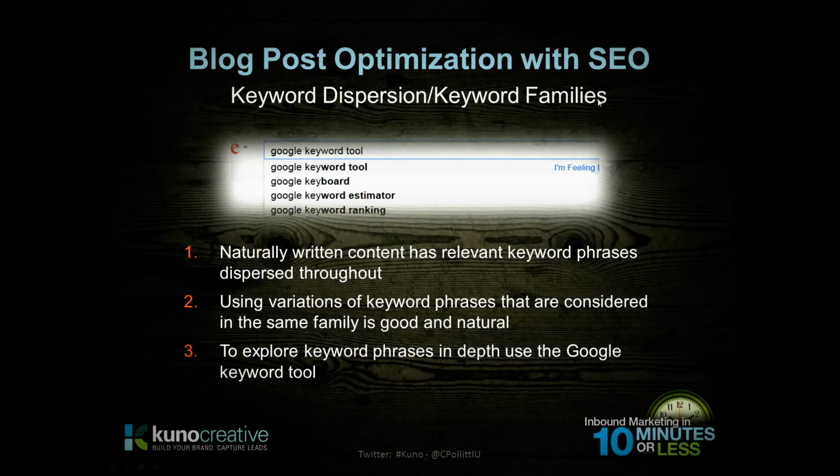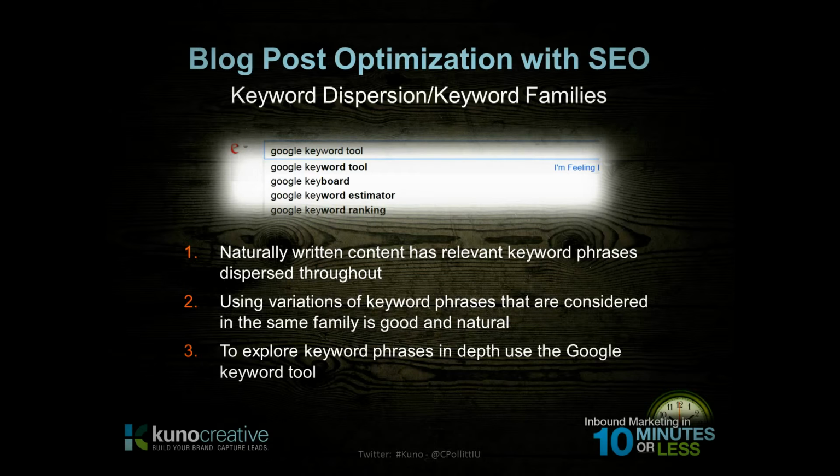Now I want to talk about keyword dispersion and keyword families. For years, SEO people have talked about keyword density rates in web content. Well, there have been lots of studies on that, and the truth is, don't worry about keyword density rates. Google's gotten pretty smart these days, and if you're naturally writing content about a certain subject, you're naturally going to include keywords that are related to each other, that make sense together. I say naturally because you always want to write naturally. Never write for the search engines.